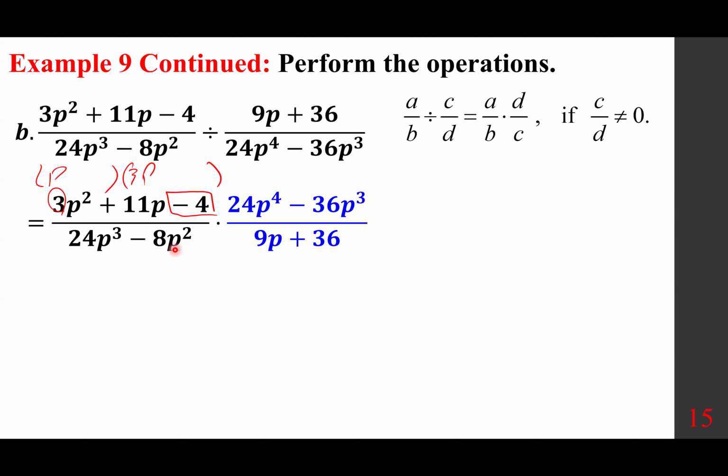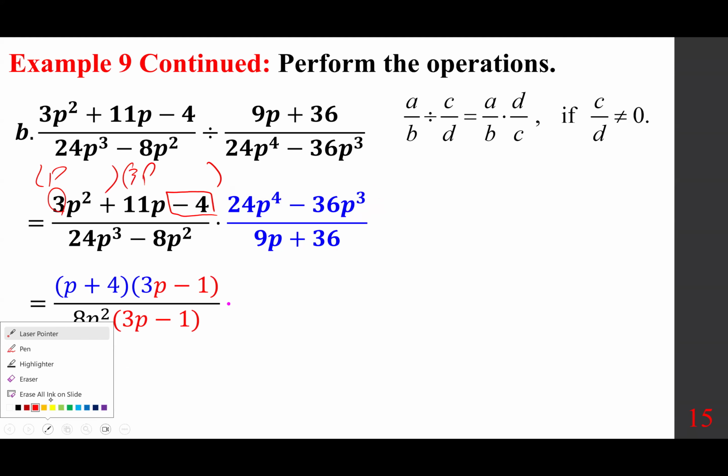The bottom is easy. 8p squared is in common. So this gives you 3p minus 1. You look at the top, 24 and 36. 12 is in common, p to the power 4, p cubed. 12p cubed is in common, gives you 2p minus 3. And the bottom simply, 9 comes out. Now, that's the first one. Again, I want you to see the following. Notice the product of these two is minus p, and the product of these two is 12p. The sum of these two must be the middle term, 11p, and it is.